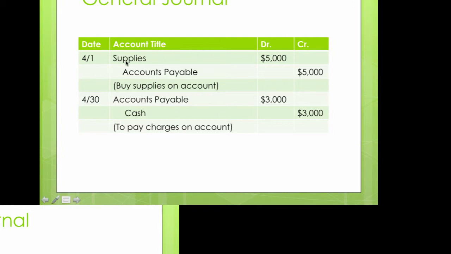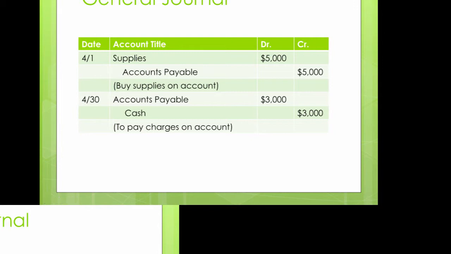So in this case, it shows that on April 1st, supplies were purchased for $5,000. Accounts payable will tell you that you paid for it using a credit card on account. So this transaction here, you say that it's for buying supplies on account.